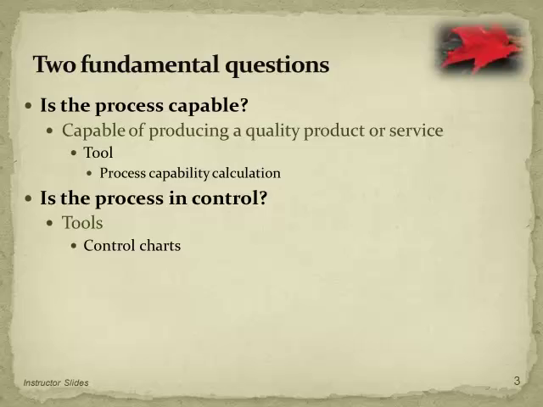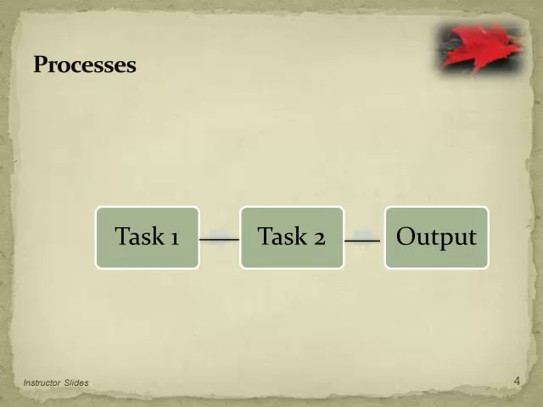Now, since we're going to be attempting to control processes, let's review a little bit about what a process is. A process is a series of tasks. It could be one task, it could be many tasks, and at the completion of all of the tasks, we have some type of output or we have some type of result.